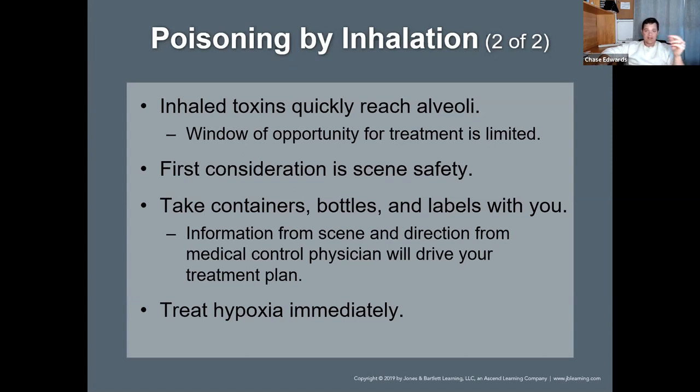The emergency scene often contains clues about the identity of the toxin. So information from the scene and direction from the medical control physician will drive your treatment plan, right? You must treat for hypoxia immediately if you can do so. Administer high concentrations of oxygen, because the toxin is already in the circulation, and in order to combat that you have to re-engage with oxygen. Also, make sure that you establish vascular access.